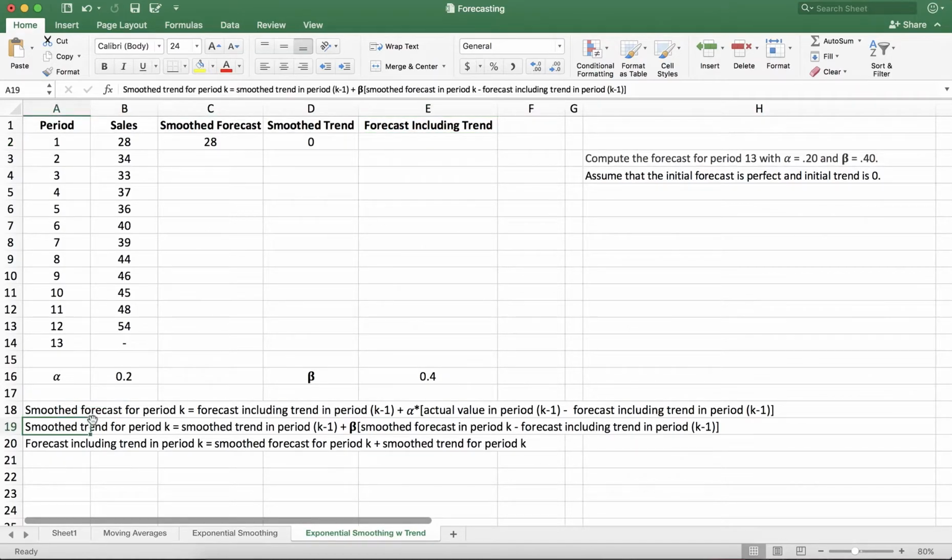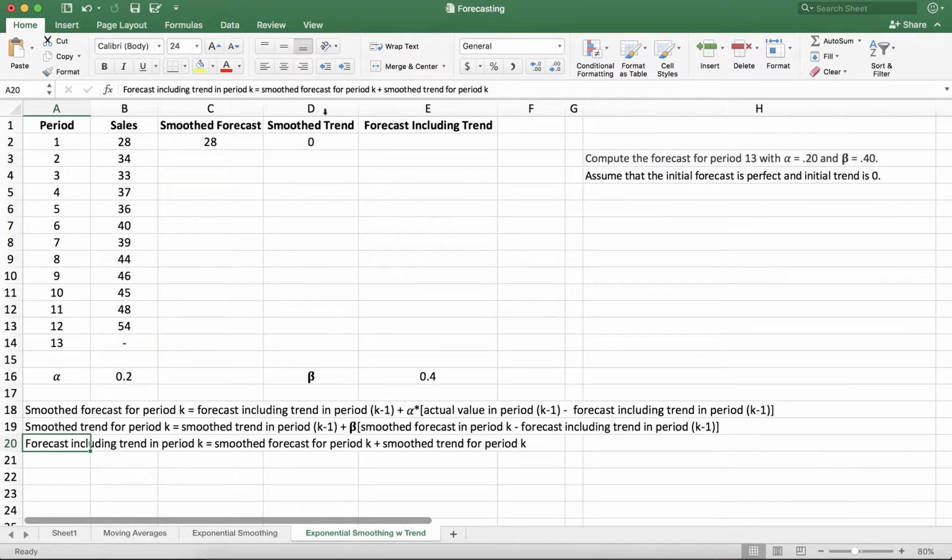The second calculation here is the smoothed trend for period K. And it is equal to the smoothed trend in the last period plus beta, which is our second smoothing constant, times the difference between the smoothed forecast and the forecast including trend in the last period. And the last formula is going to be the forecast including trend, which is what we are interested in calculating. Forecast including trend in period K is equal to the smoothed forecast in that period plus the smoothed trend in that period.